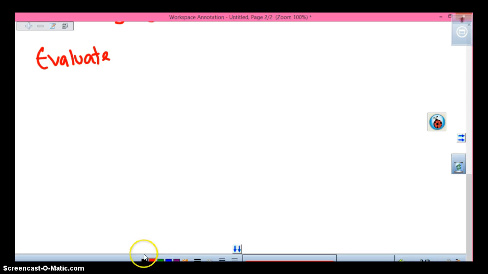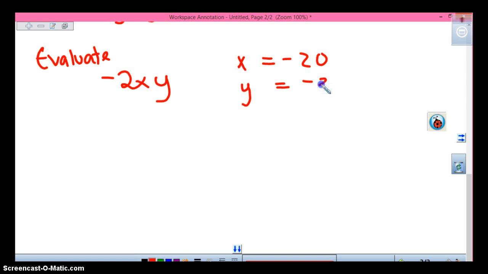If we have to evaluate negative 2 times x times y, where x is equal to negative 20 and y is equal to negative 3, what do we have to do first? Substitute. Negative 2 times negative 20 times negative 3.